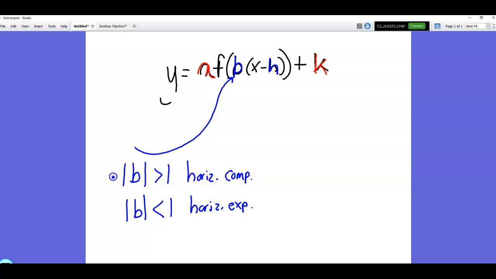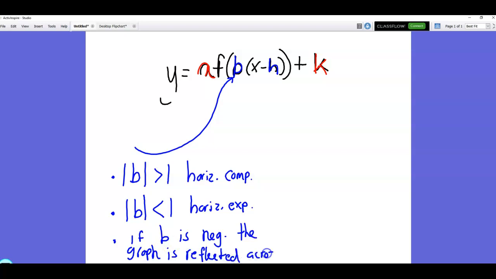And then finally, if b is negative, the graph is reflected across the y-axis, meaning horizontally.